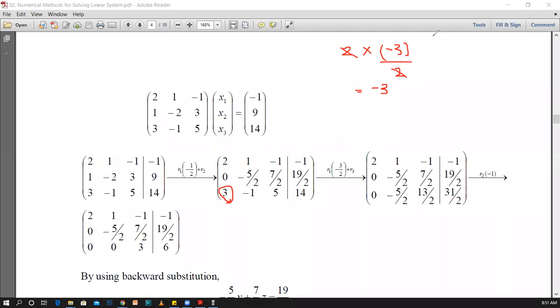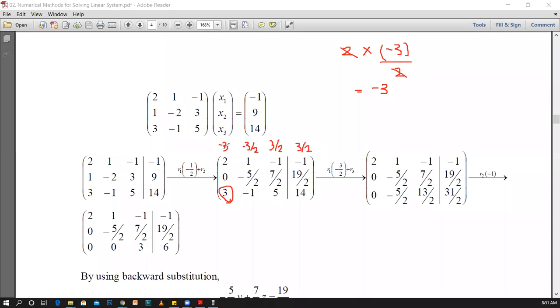If I am multiplying the first row with minus 3 divided by 2, I will get the values as minus 3 here. This value will be minus 3 divided by 2. Minus 1 into minus 3 divided by 2 gives you the value as plus 3 divided by 2. Here also the value would be plus 3 divided by 2.